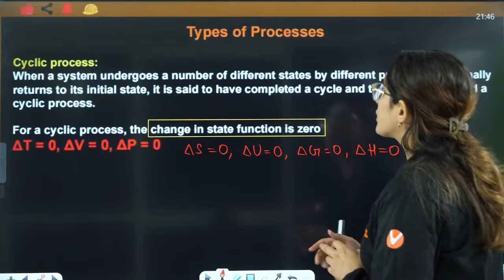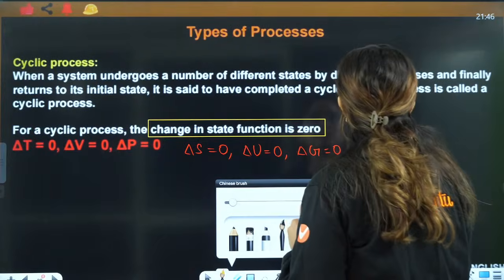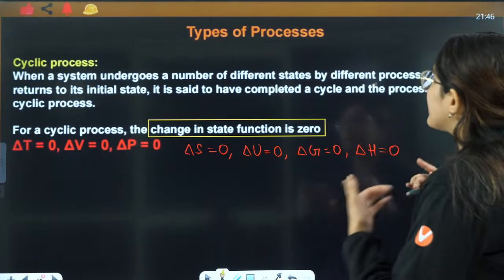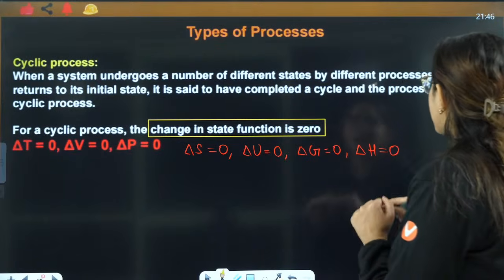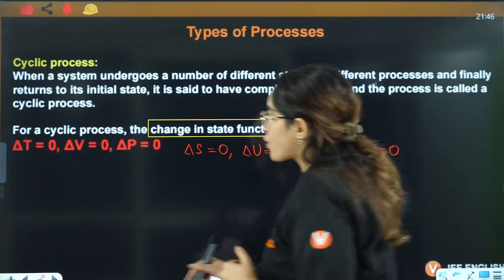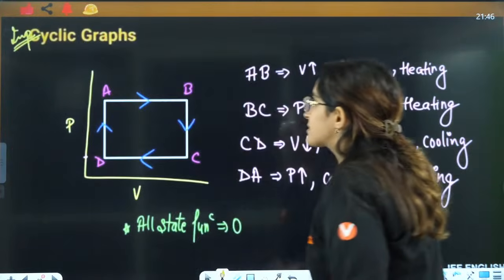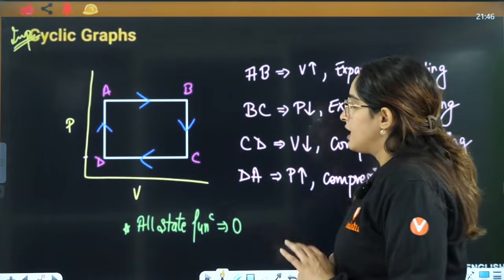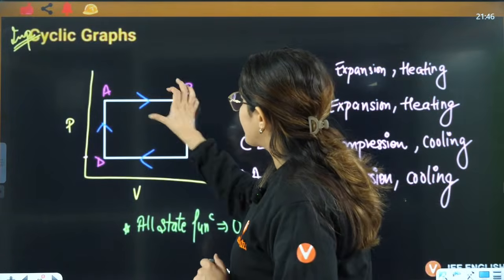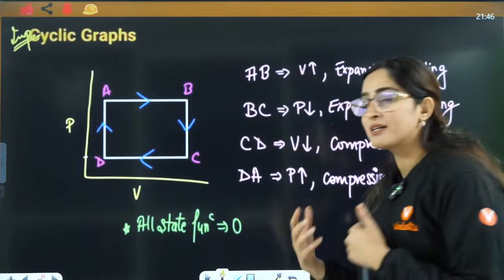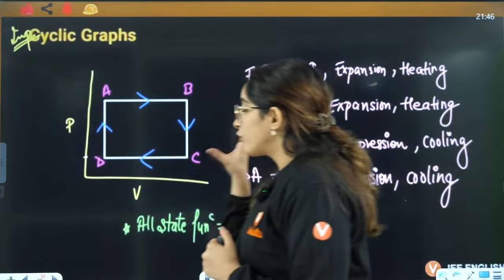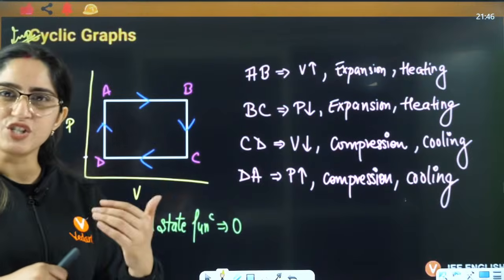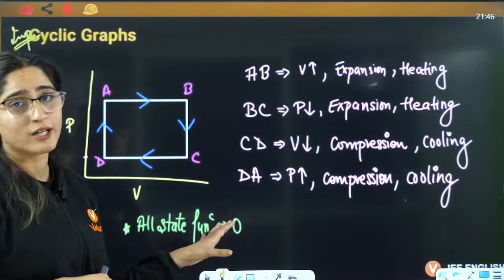When a system undergoes a number of different states by different processes and is finally returned to its initial state, it is said to have completed a cycle, and the process is called a cyclic process, right? So let's talk about cyclic process here. Now I'll talk about each and every single line here, what it represents. These things are very important for you. When you see the questions, these things will matter a lot, right?